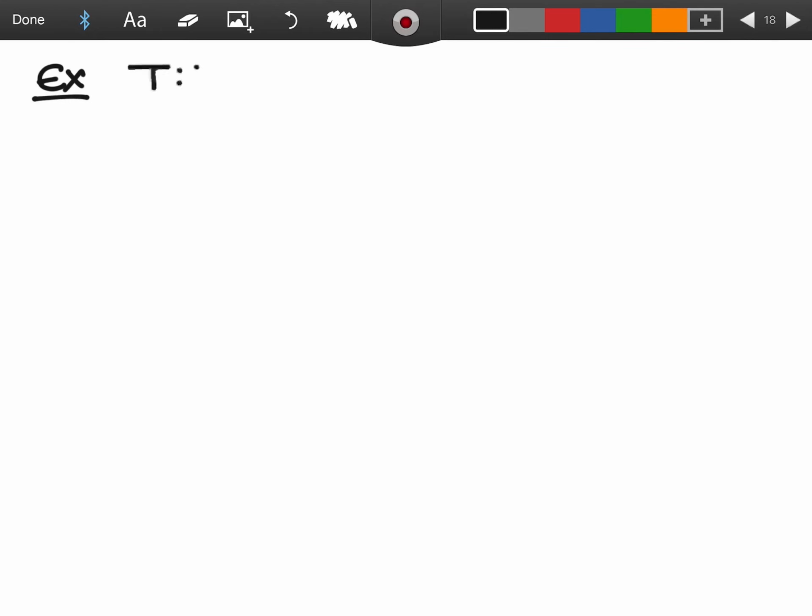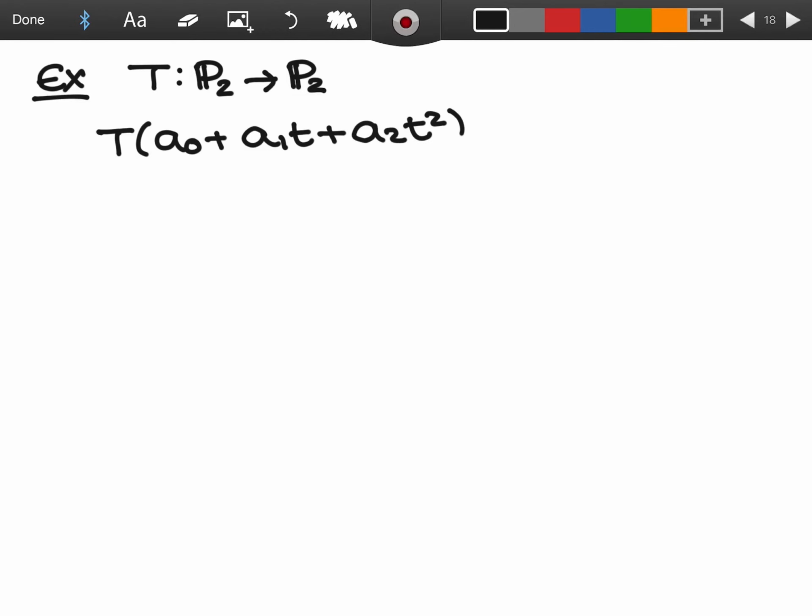So we're going to have this linear mapping that takes the polynomials of at most degree 2 to that same space. It's a linear transformation such that if I take a generic polynomial in P2, it maps to a1 plus 2a2 times t. What you may notice here is that this is actually the derivative mapping. But we're going to see if we can find the B matrix for this transformation.